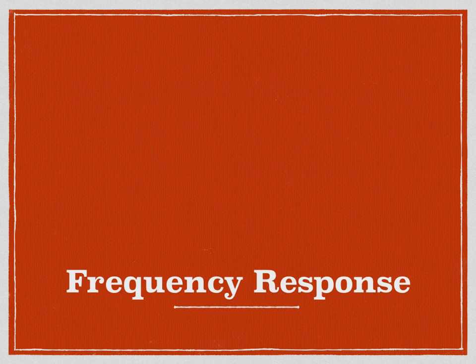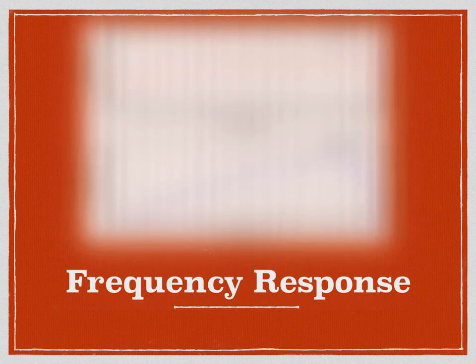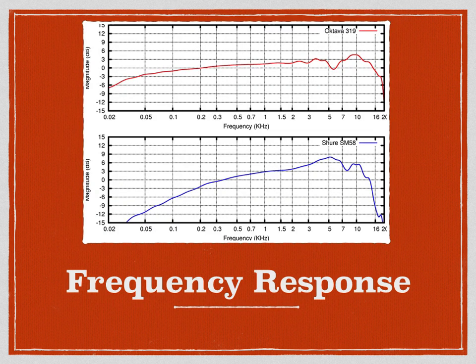The first thing we're going to consider is the difference in frequency response. In the diagram here, you can see two graphs. The red line graph is for a specific condenser microphone, and the blue line graph is for a specific dynamic microphone. And we can see some differences in terms of the general frequency response of these microphones. And this is typical for a condenser versus a dynamic microphone.